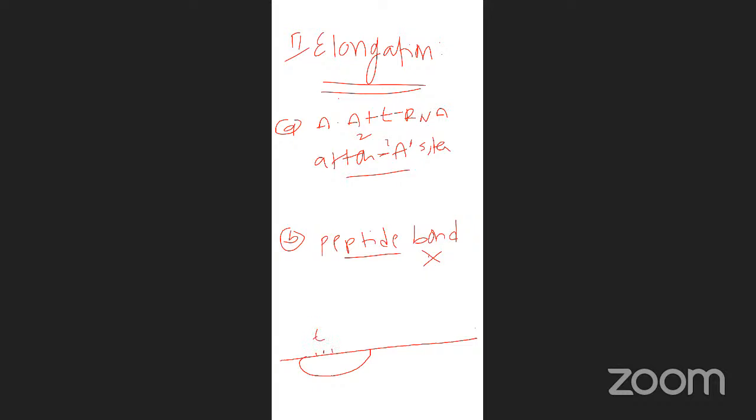Shortcut: tRNA with the methyl group. This A site, the same tRNA with the second amino acid. Here, first amino acid, second amino acid.